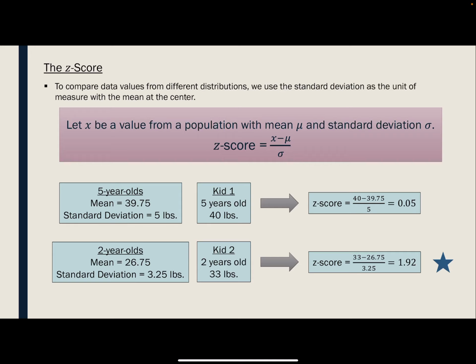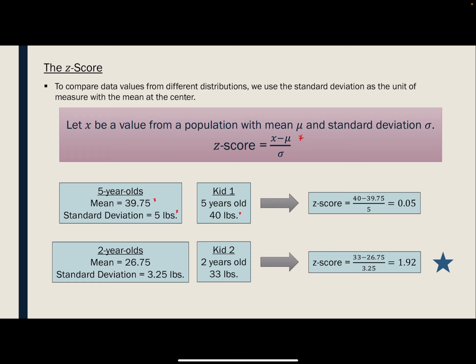So a Z-score is a measurement for how many standard deviations above or below the mean a data value is. And we have this formula right here. You're going to definitely make sure that you have that written down in your notes and available during the exam. So we have our information. For our distribution for 5-year-olds, the mean is 39.75 and the standard deviation is 5 pounds. And we have this single data value of 40 pounds here. So what is the Z-score for this data value of 40 pounds?